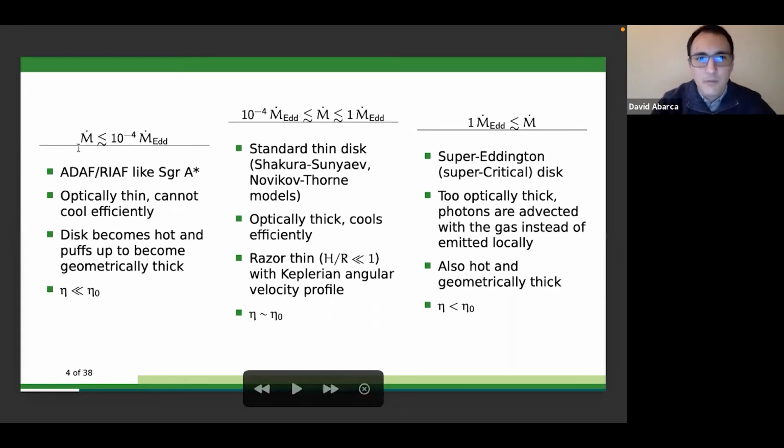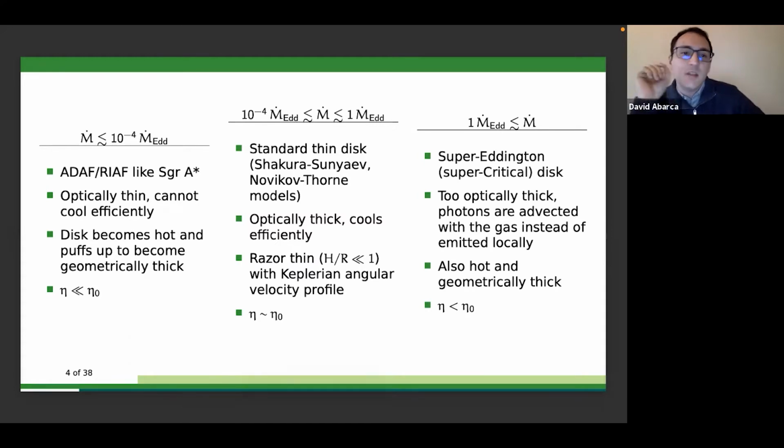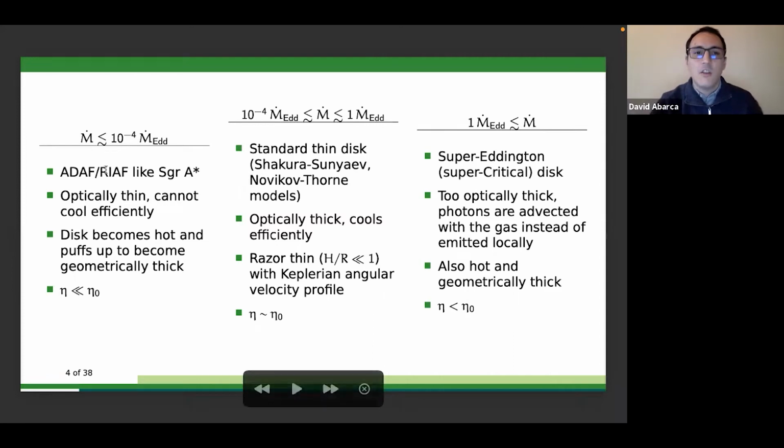At the lower end of the accretion rates, the disk becomes optically thin, so it cannot cool efficiently. It becomes very hot and starts to puff up, not to be confused with a puffy disk, but it starts to get thick and has very low actual efficiency, something like 1/100. So they're very dim and thick, and this is something that we might imagine is around Sagittarius A star, for example.